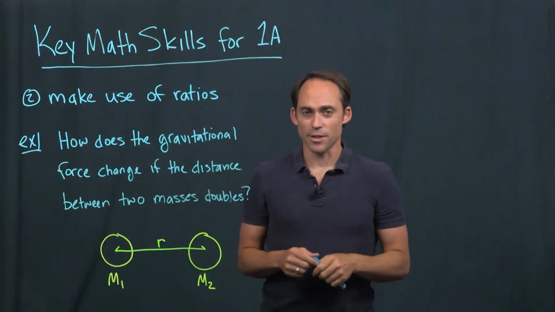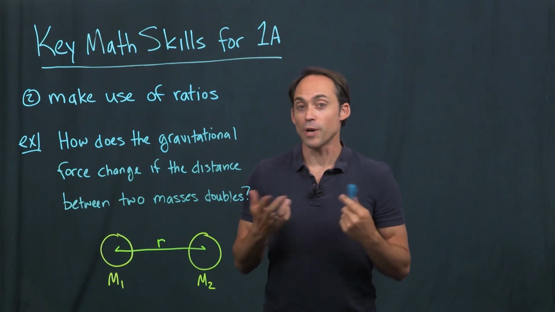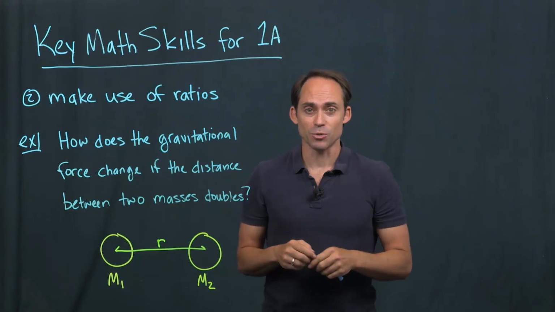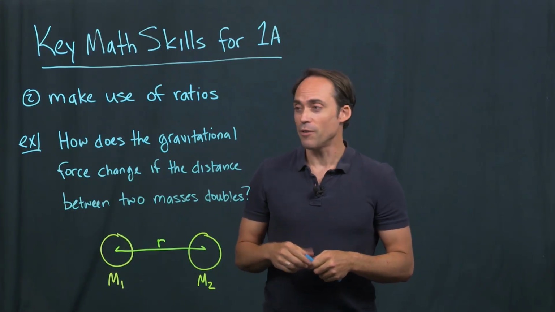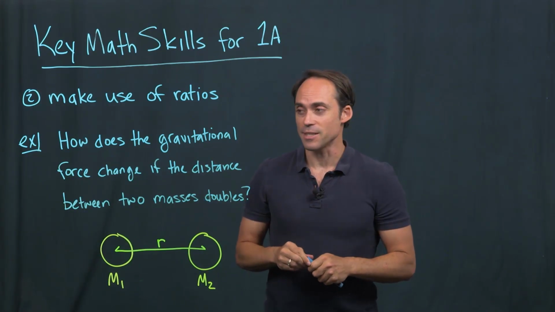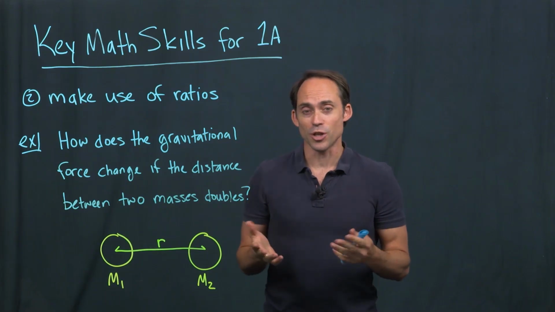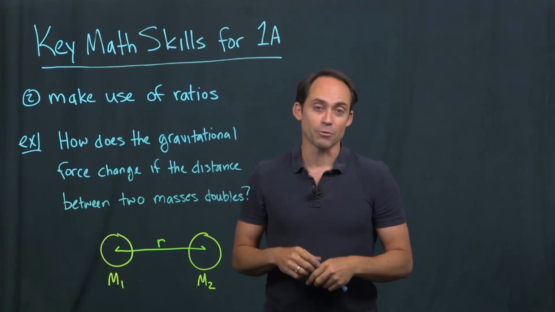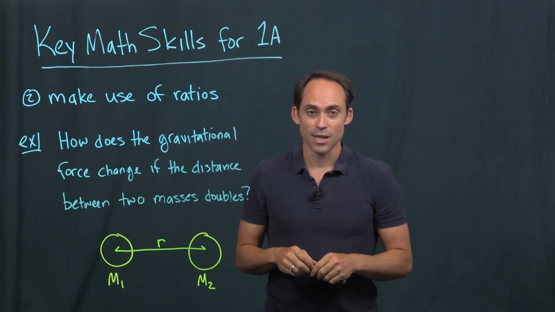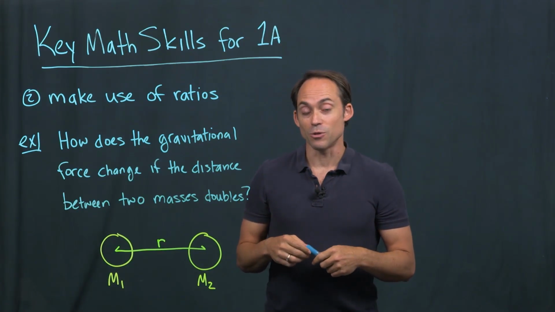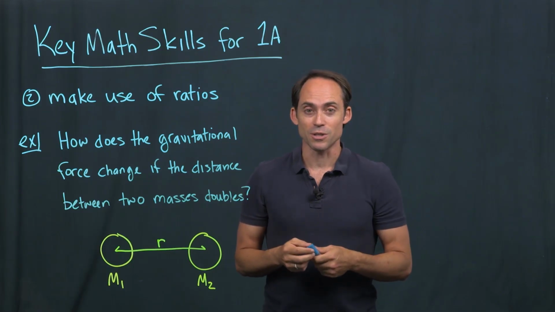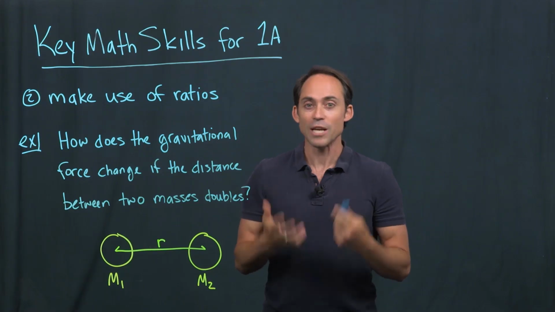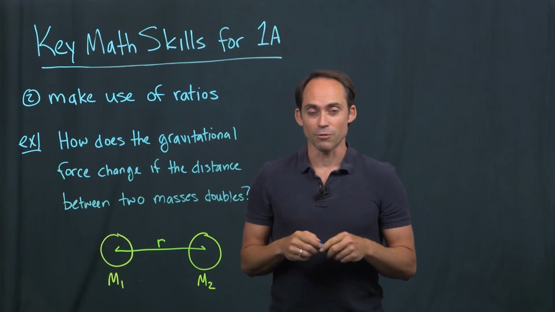So another math skill that's important to develop is how we use ratios when we're evaluating and comparing, say, a change to a certain physical situation. So a very typical question I might ask in class is, how does the gravitational force change between two masses if we change the distance between them? So for example, if we double the distance between two masses. This can be solved directly by computing the gravitational force in these two cases, but it can be solved a lot faster if we make use of the ratios involved for the different variables.